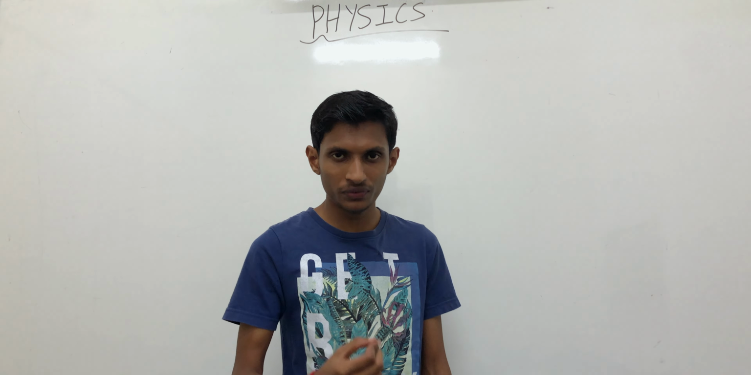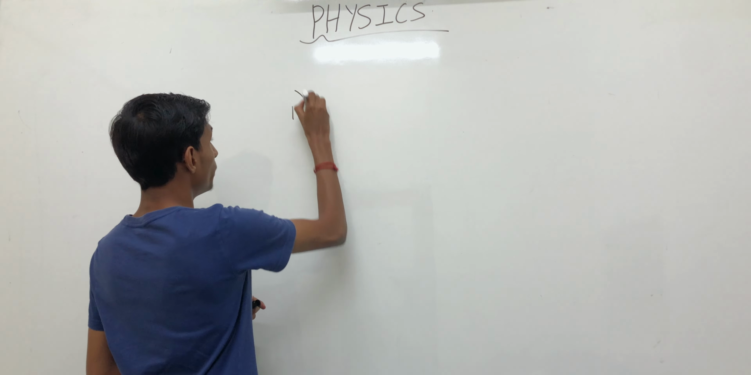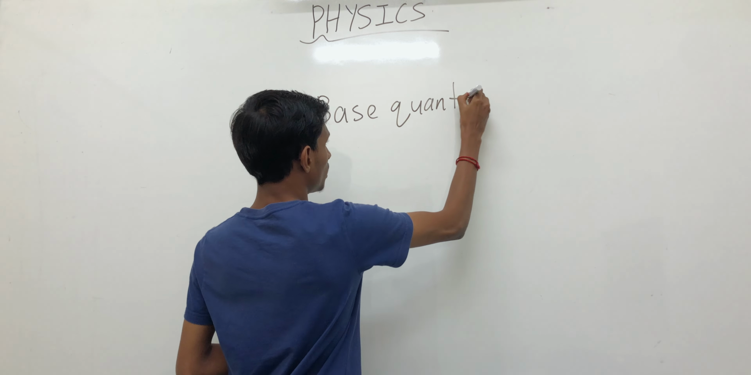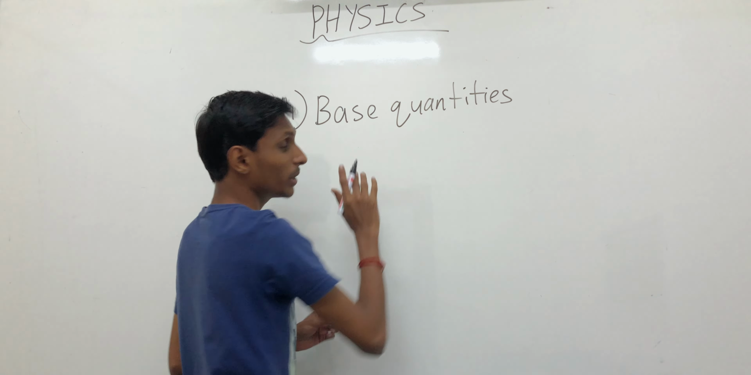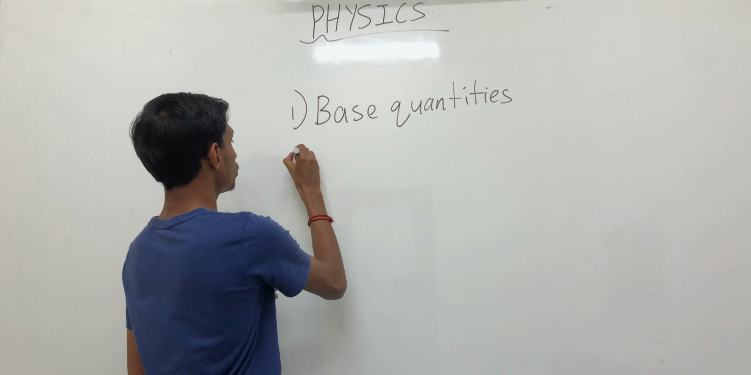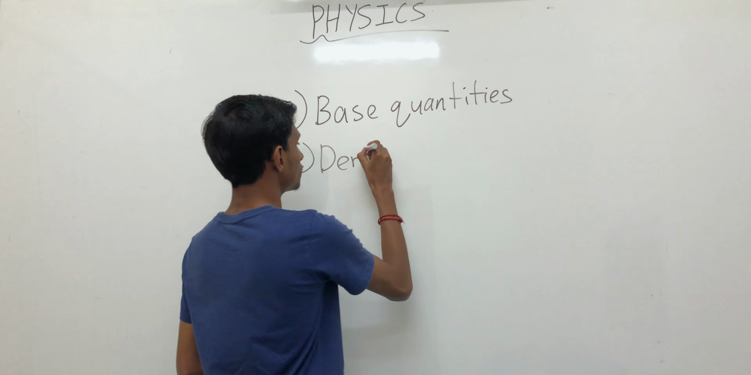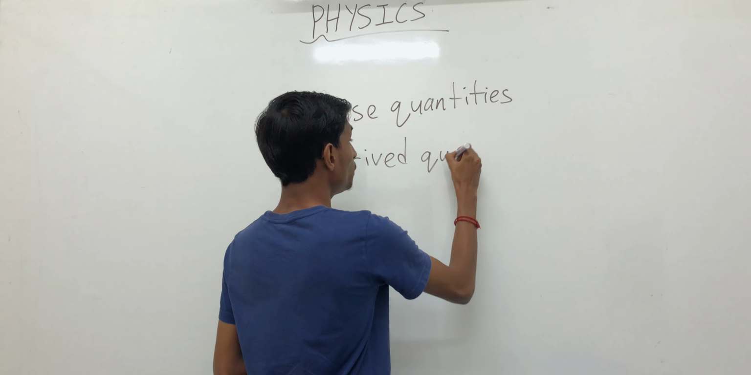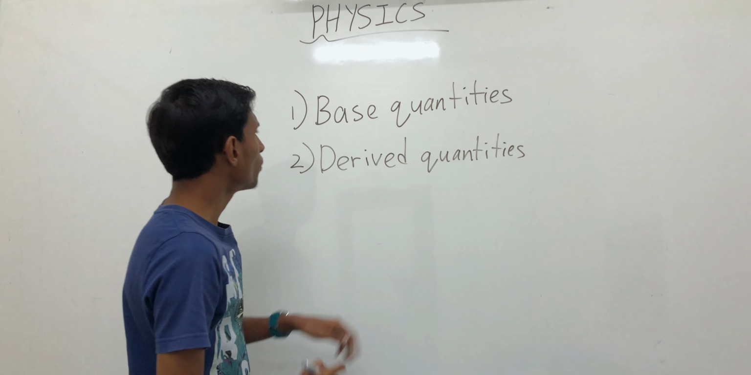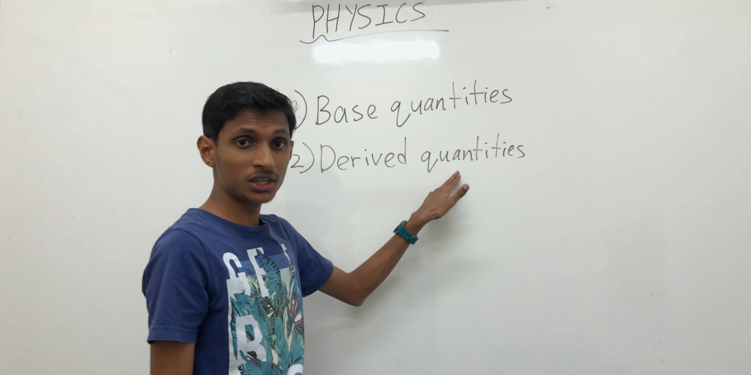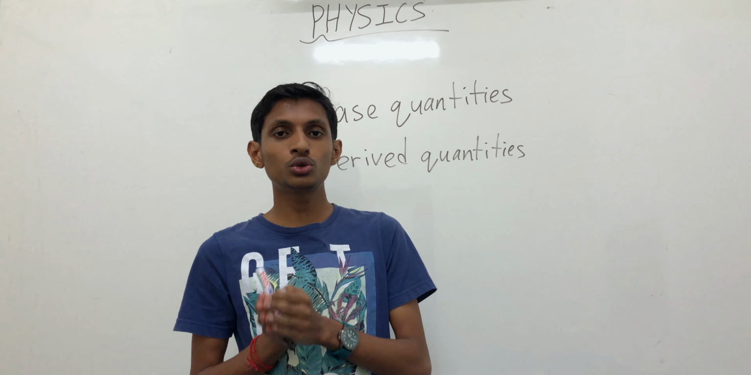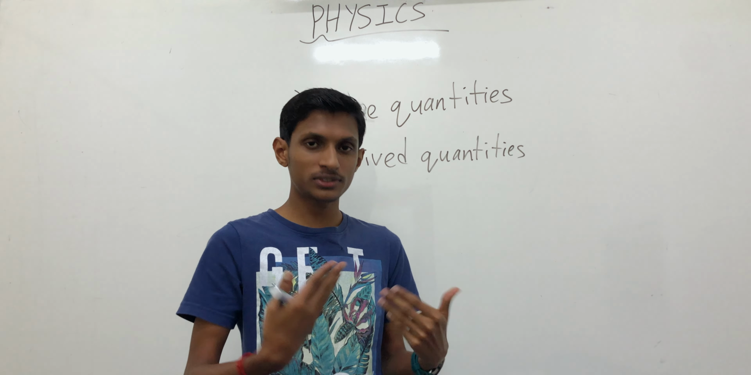So, there are two types of physical quantities. First is base quantities, and the other one is known as derived quantities. If you don't know what this means, it's totally fine, because we are going to learn it together. Base quantities and derived quantities are the physical quantities that we use to do accurate measurements of something.